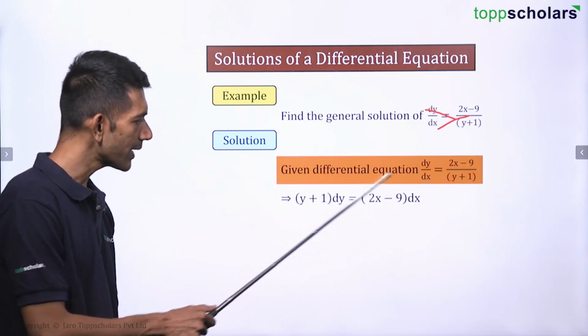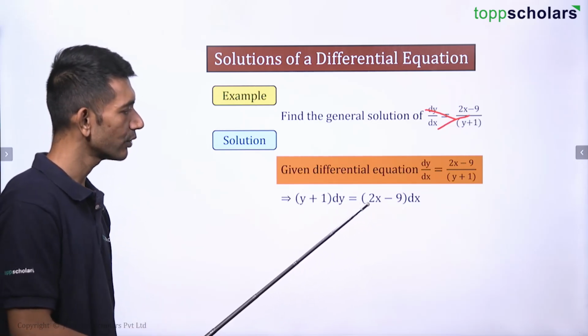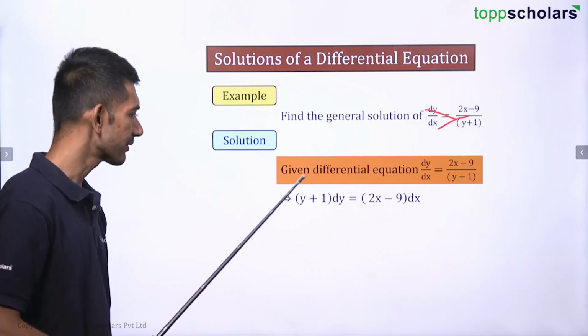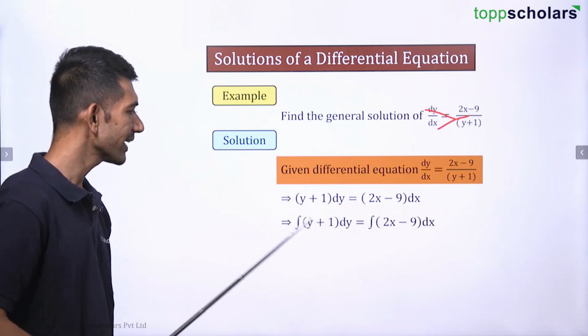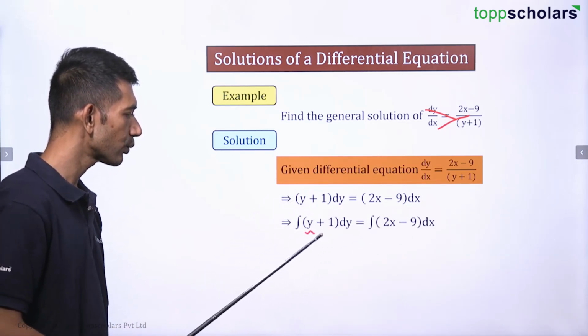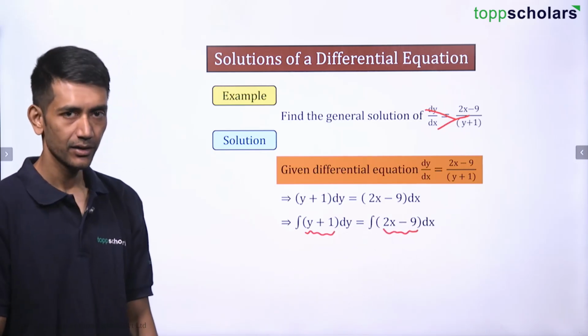So we get (y + 1) dy equals (2x - 9) dx. It's not "into", don't say "into". And then you integrate on both sides. So (y + 1) dy and (2x - 9) dx, right?